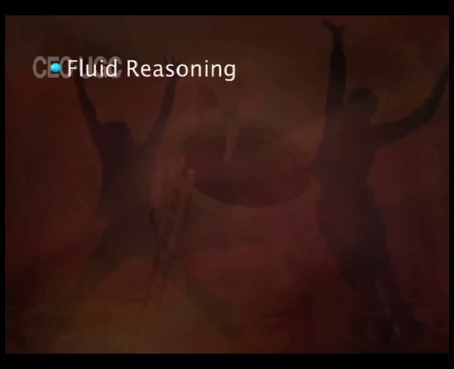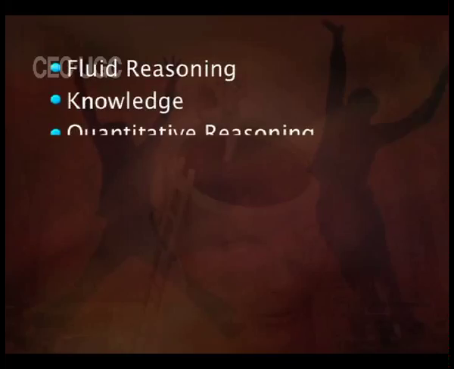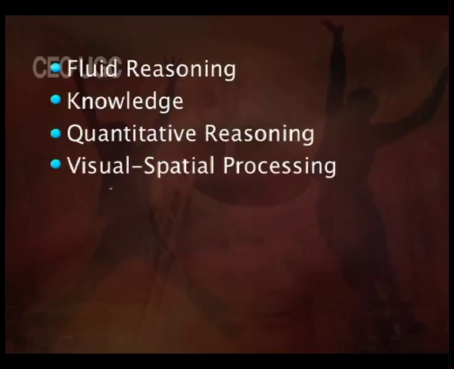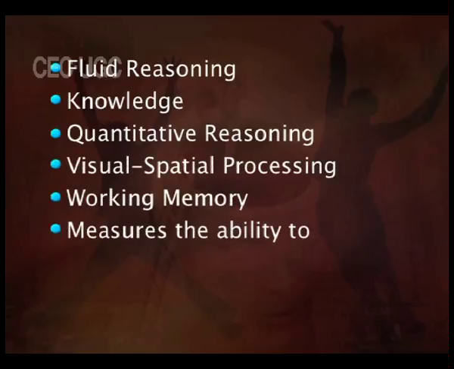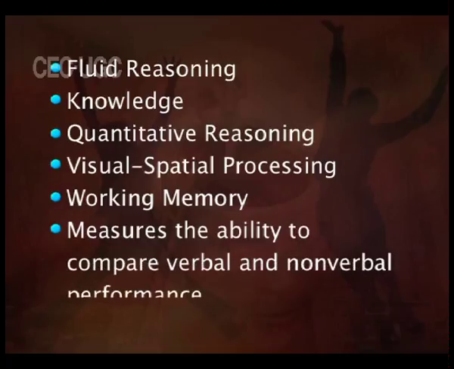The early Binet scales were to be used only with children and included only a verbal component. But much has changed, and today the modern Stanford-Binet intelligence scale can be used from ages 2 to 90. It measures fluid reasoning, knowledge, quantitative reasoning, visual spatial processing, working memory, and also measures the ability to compare verbal and non-verbal performance.